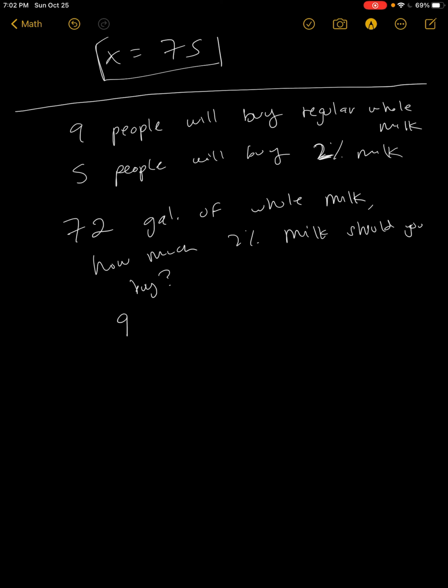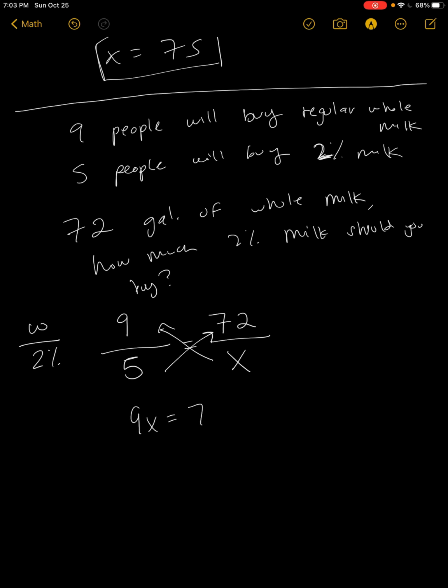Okay, so again, this is a proportion. We know that 9 will buy whole for every 5 that buy 2%, right? So that means 72. If it helps, just remember you're doing whole to 2%. So 72 whole, and I'm trying to find out how much 2% I should order for my next batch to keep in proportion so I'm not buying too much or too little, right? And now it's just a proportion problem.